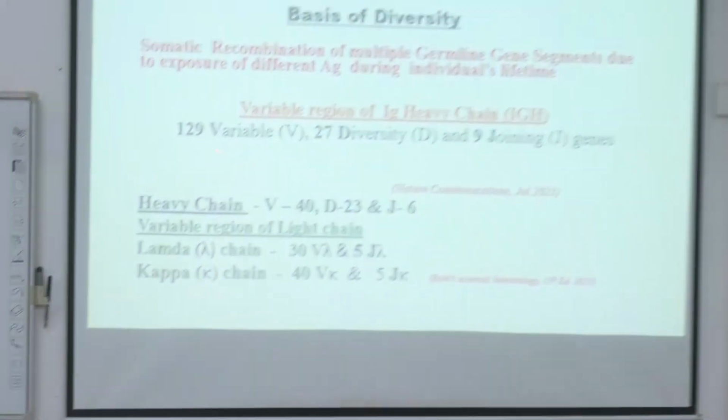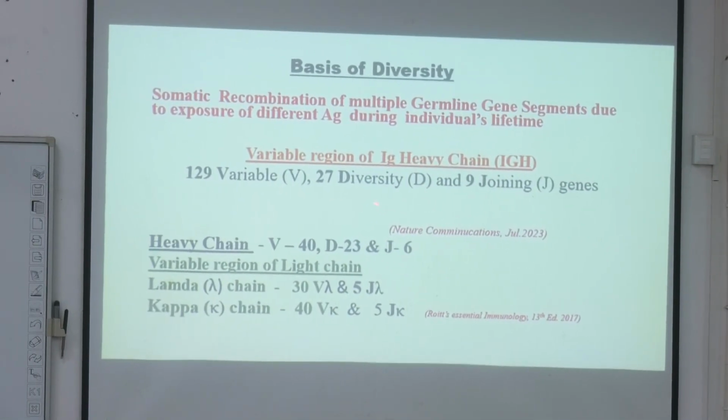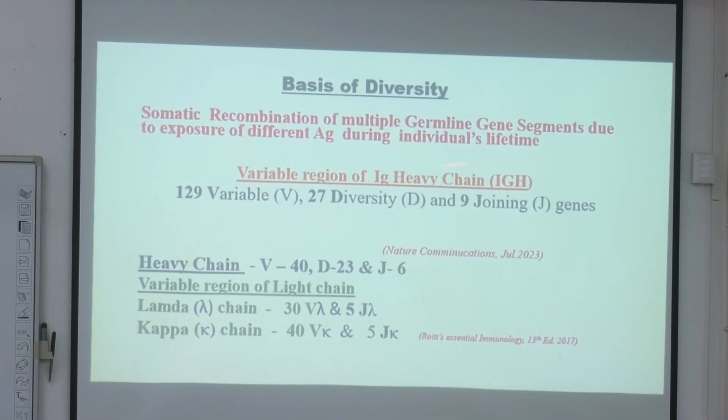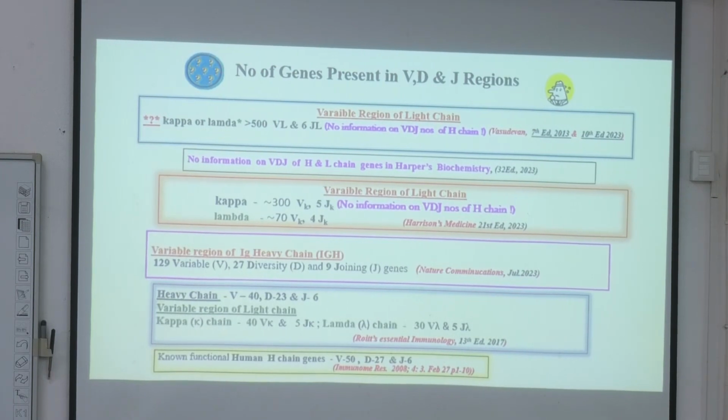In the latest Nature Communications, published July 23, I found the numbers 127, 9, 27 and 9, and there is an immunology book also where the number varies. I went a little further in searching other references. The Vasudevan book gives information about the light chain, but there is no information on the heavy chain.